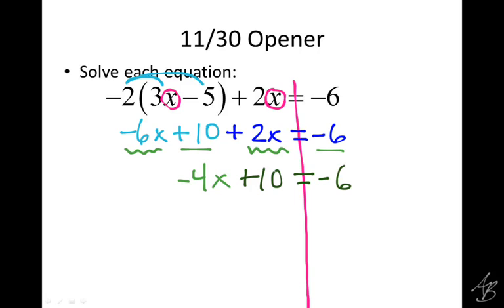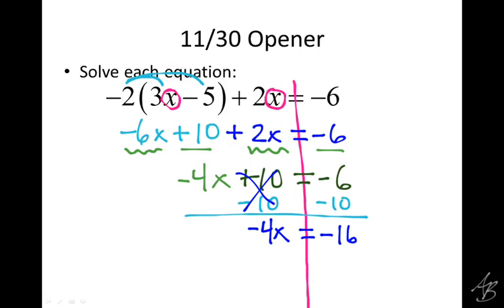Okay, now we need to get rid of the plus 10. We'll do that by subtracting 10. So minus 10 on each side. On the left side, the plus 10 and the minus 10 cancel each other out. That leaves the negative 4x. And on the right side, negative 6 minus 10 is negative 16.